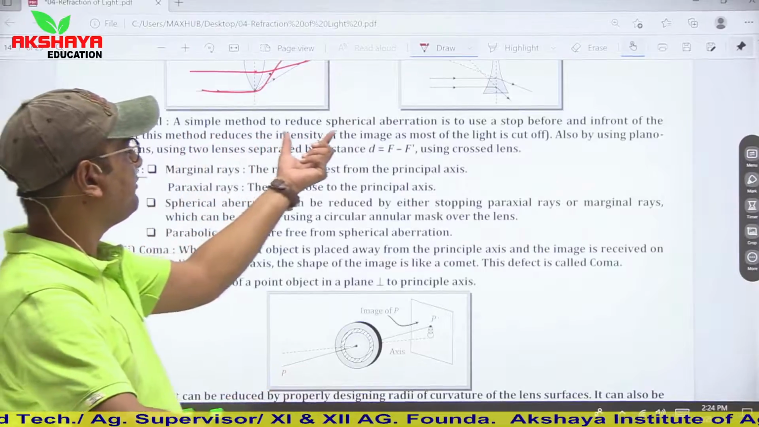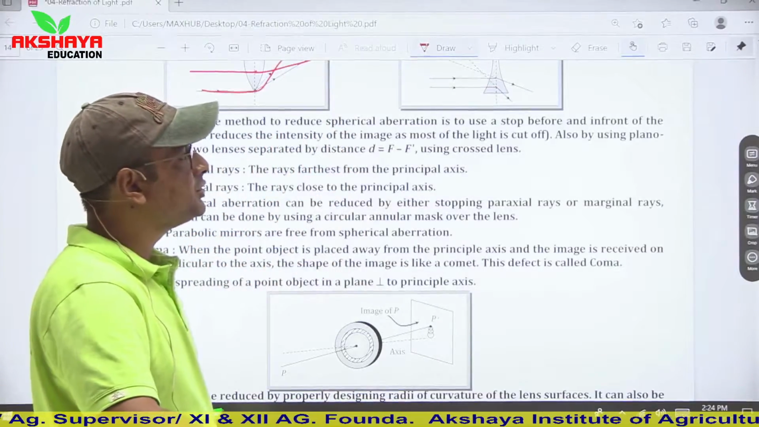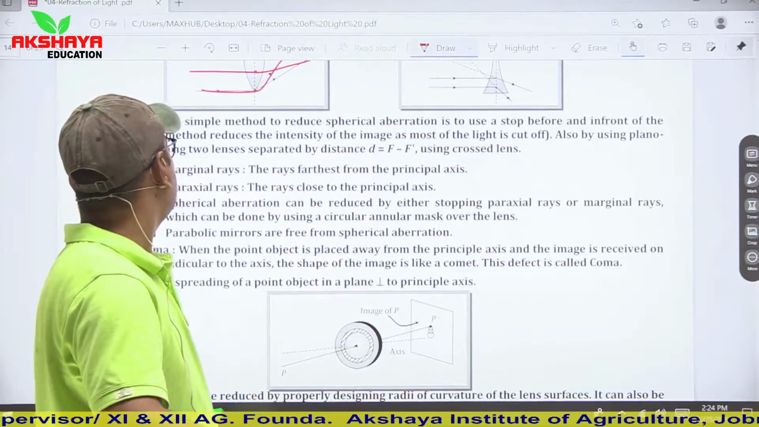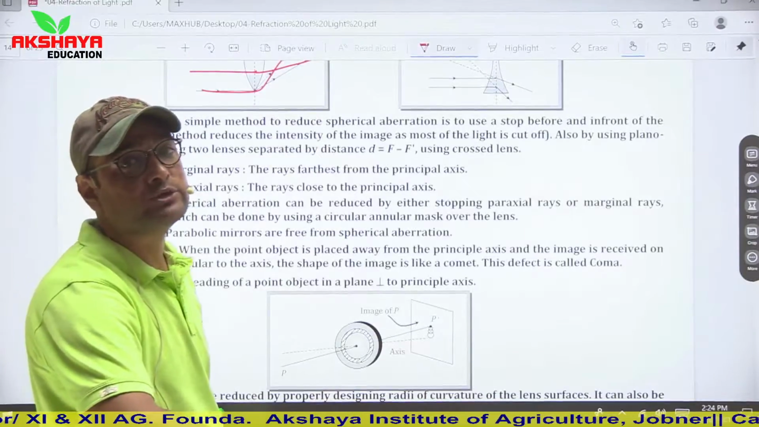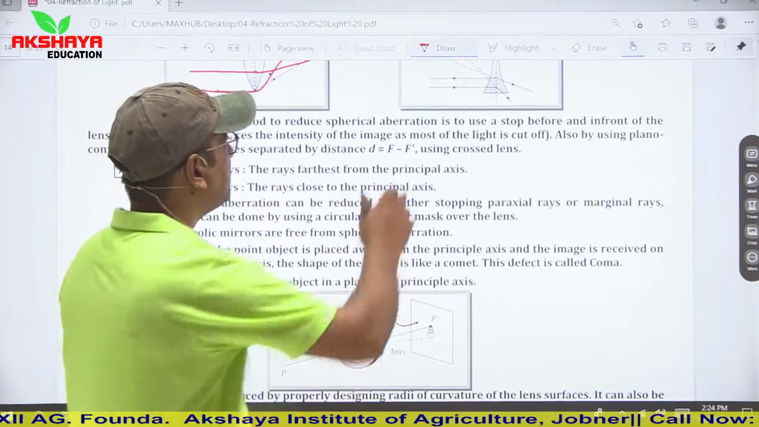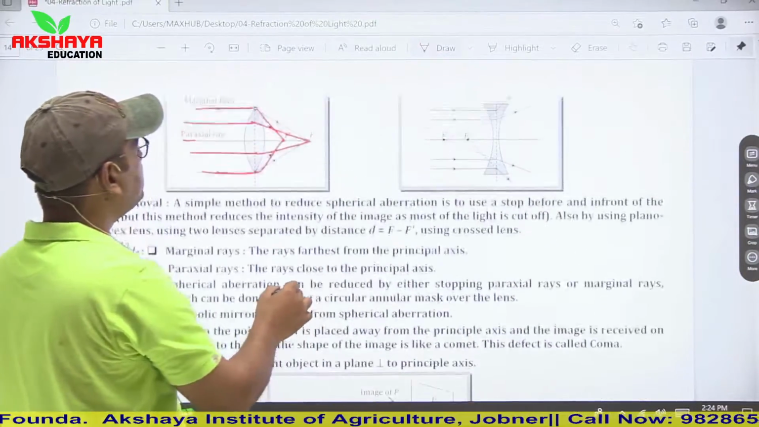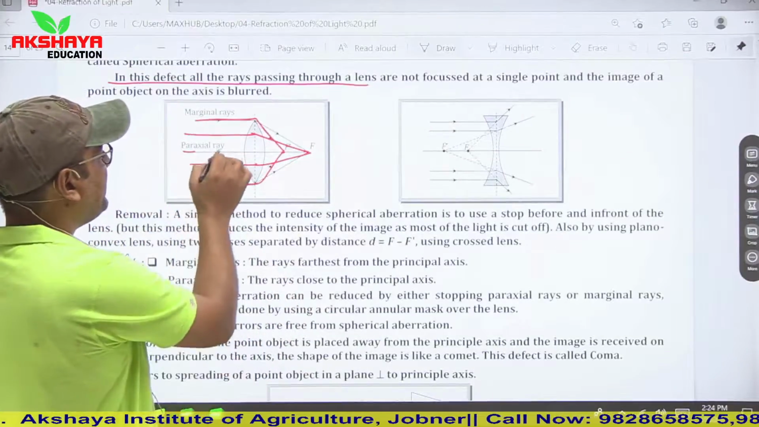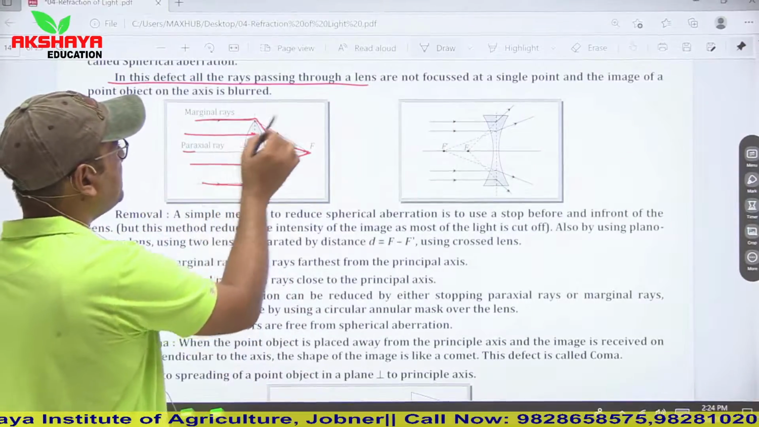Now see how it can be removed. A simple method to reduce spherical aberration is to use a stop in front of the lens. So we generally use stoppers. How? Let us say we have to stop the paraxial rays. So we will place a stopper.